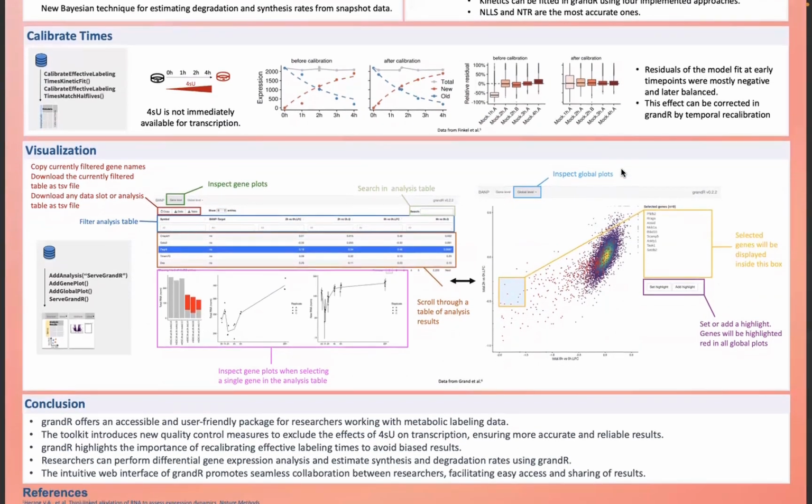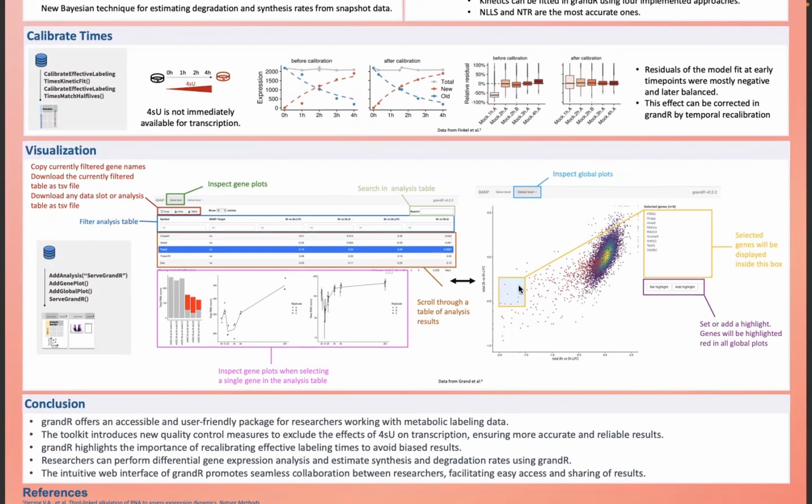Also, grandR contains many functions for visualization that can be accessed either programmatically or over a Shiny-based web interface. In the Shiny-based web interface, we have mainly two tabs. The first is the gene level, the second is the global level. On the gene level, we have our analysis table that we can search, filter, and scroll through. We can select the gene and then get gene level plots, which are completely customizable and interchangeable. Also, we can download everything basically.